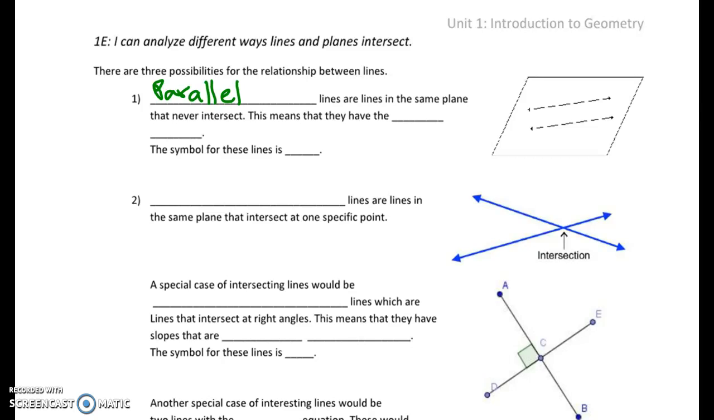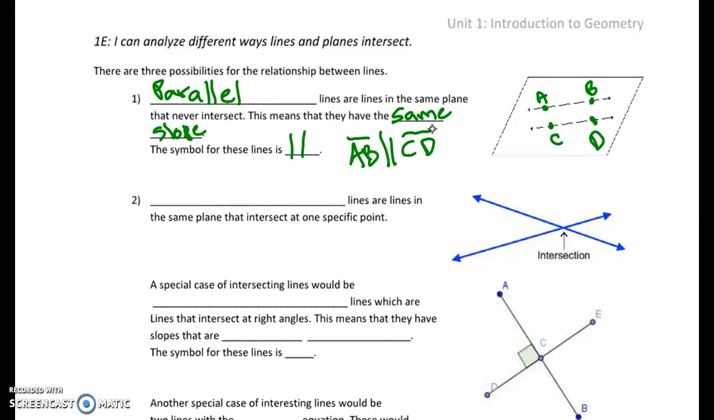Parallel lines, of course, are lines that are in the same plane that never intersect. This means they have the same slope, and we use a symbol, these two vertical bars, to indicate that two lines are parallel. If I've got these two lines over here, let's call this line AB and this line CD. Then I could write that AB is parallel to CD symbolically, just like that. And that would mean that AB is parallel to CD.